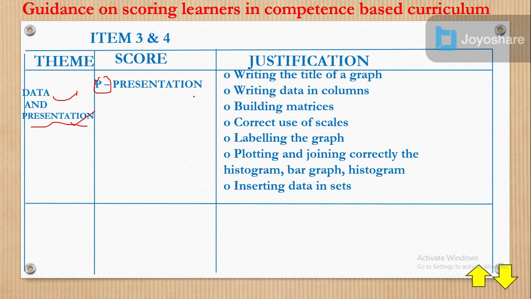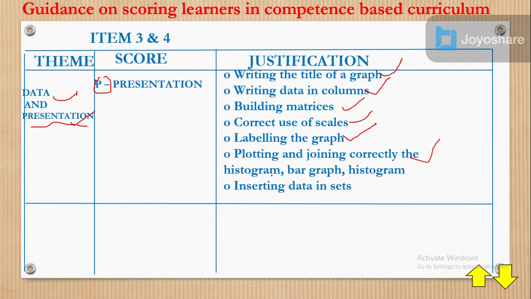When you award the presentation, you must know: has the student presented the title of a graph, award a mark. Has the student written the data in the columns? That is if you are dealing with statistics, award a mark. Can the student write the data in matrices? Award a mark. Can the student use correct scale? That is when drawing the graph. Award a mark. Is the student able to label the graphs? Award a mark for presentation. Is the student able to plot and join the points correctly? That's maybe an ogive or histogram.